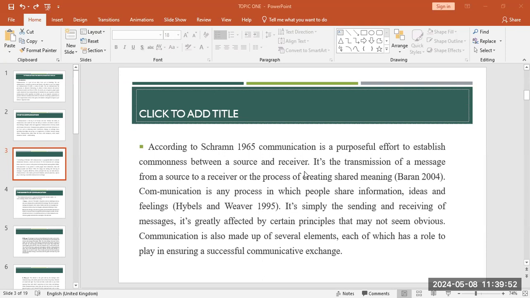So communication is a process in which people share information, share feelings, share knowledge. It is simply sending and receiving of messages. If someone asks you what is communication, it is simply the sending and receiving of messages. It is greatly affected by certain principles that may not seem obvious.